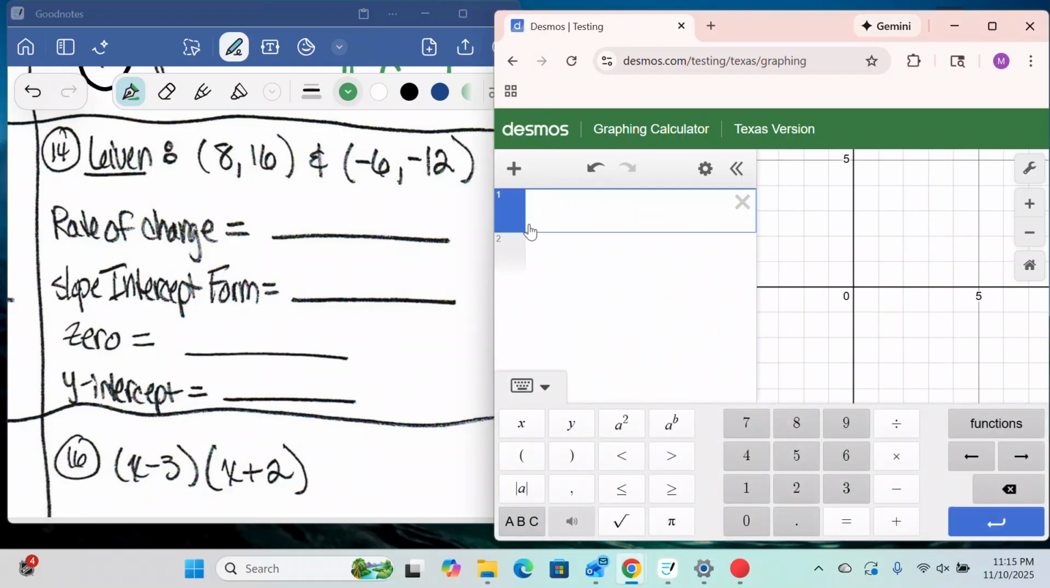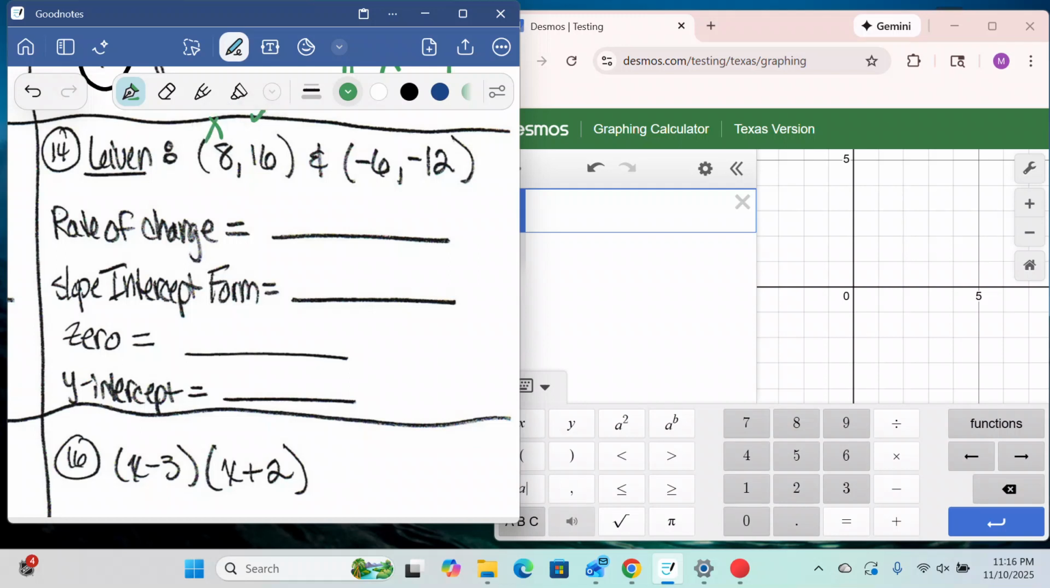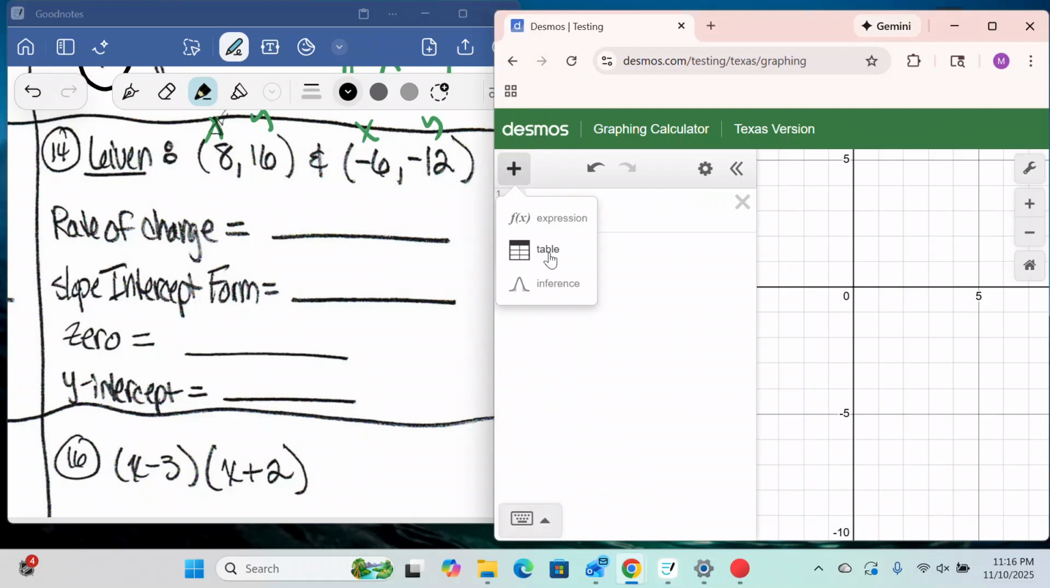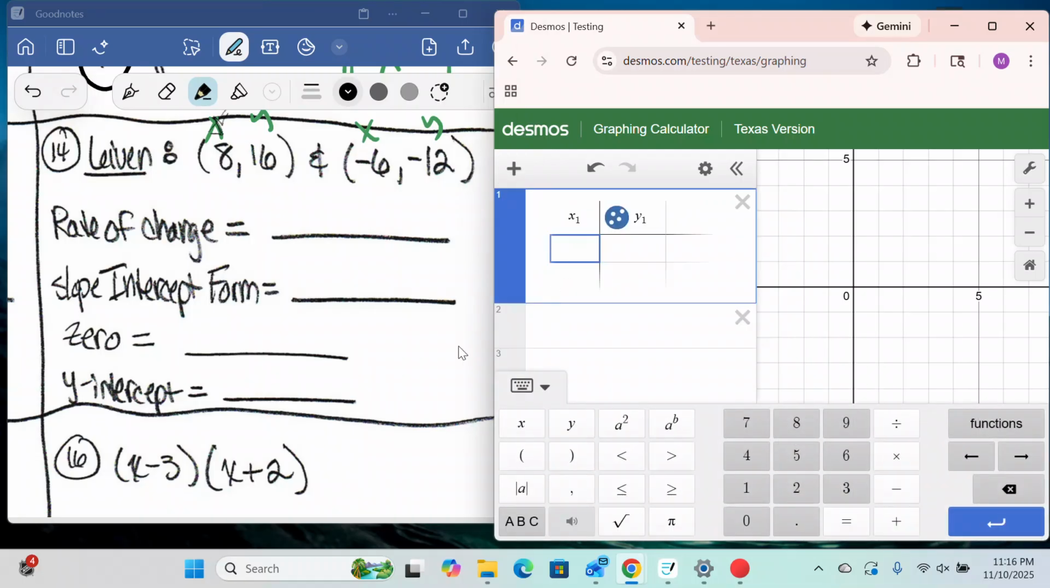First step, I got to understand that this is an x and this is a y. This is an x and this is a y. I don't have to label it being x1, y1, x2, y2. Remember, the first one is always the x and the second one is always a y. So again, all I'm going to do is input it in table format. I'm going to put the table right there, and I'm going to put the first one as x being 8 and y being 16. So I'm just going to input 8, 16.